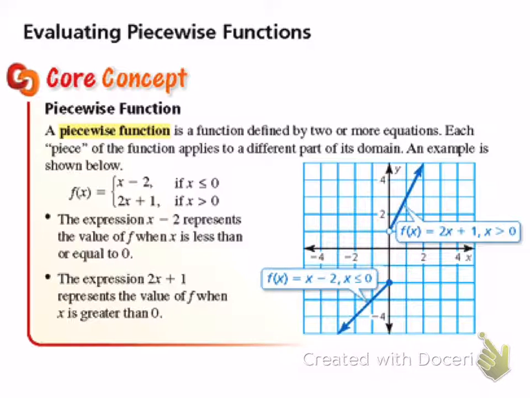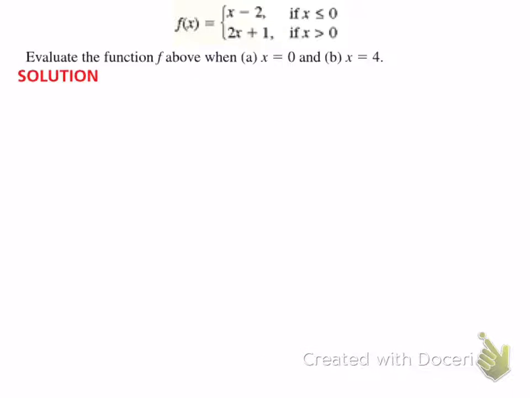The difference from yesterday's functions, which were step functions, is that those too were piecewise functions, only they were constant functions. They were y equals, horizontal lines. Today's functions, you're going to see more like y equals mx plus b with a restriction. So the first thing you're going to see is how do we evaluate?